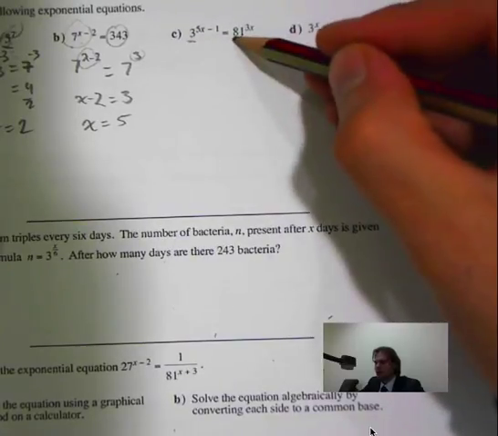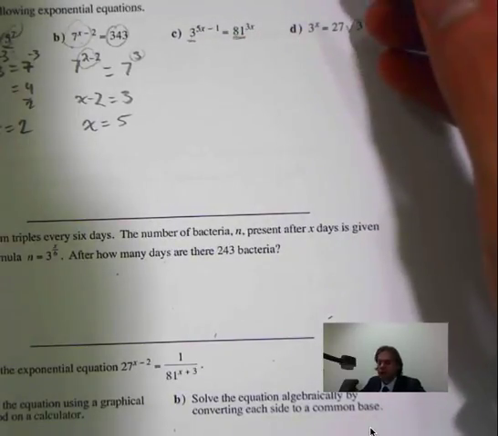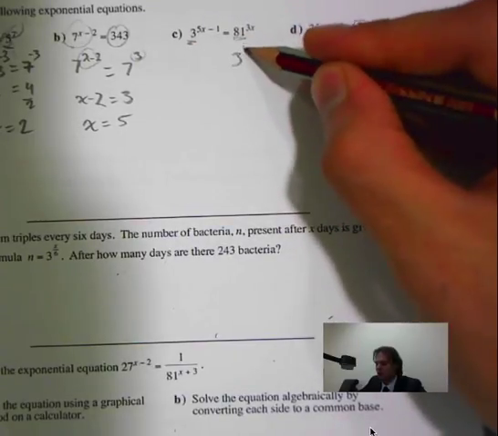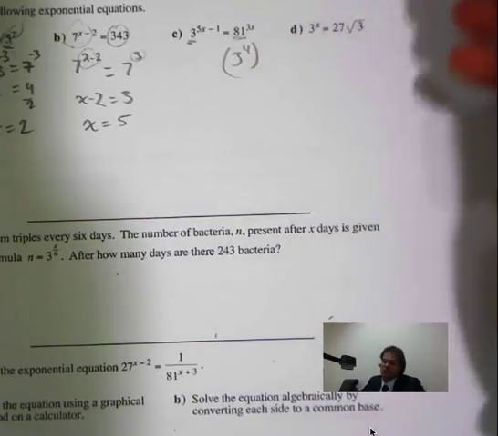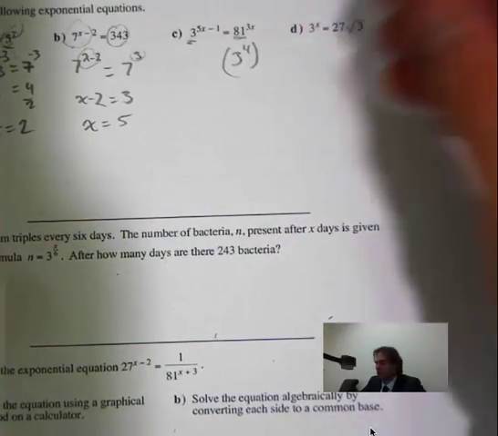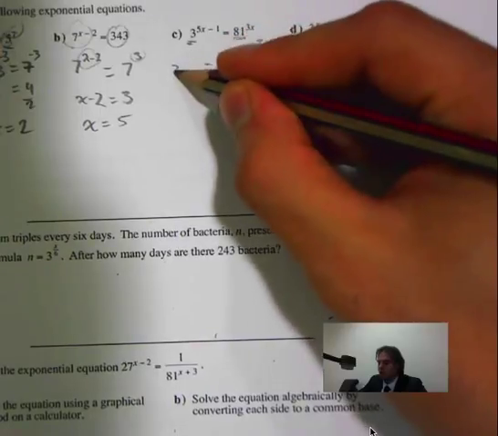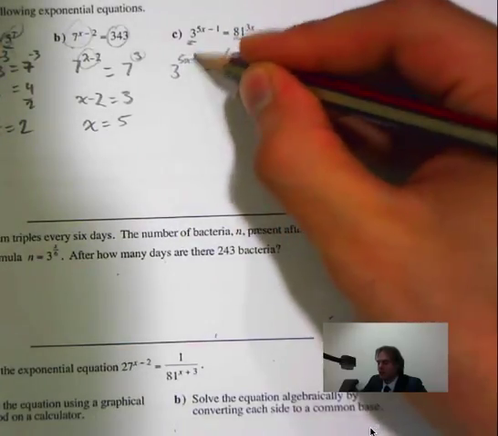Base 3. So this should be in base 3. Well, if I keep on multiplying by 3 to get to that base, I'm going to find out it is 3 to the power of 4, or 9 times 9 is 81, and that's 2 3's for each, so that's 4 3's. 3 to the 3x is equal to 3 to the 5x minus 1.